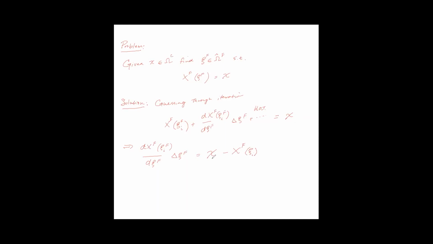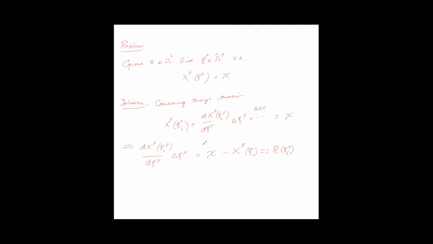Okay, and so let's go ahead and define this guy right here. Let's call it a residual, which is the common notation. The residual is how out of balance we are, how far away we are from the thing that we're iterating towards.